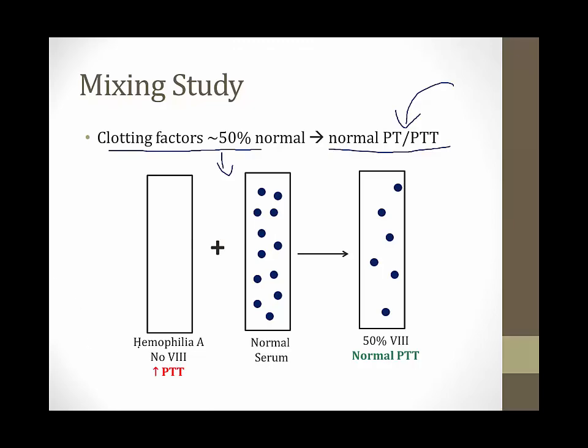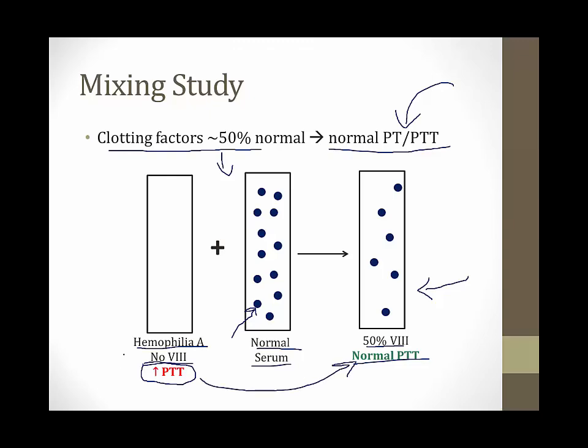So let's look at the drawing I've made on the screen. Let's imagine that we have a patient with the worst case of hemophilia A in the world. They have no factor VIII at all. This patient will obviously have a very prolonged PTT. Now let's imagine that you mix that patient's serum with normal serum, and all these blue dots represent little molecules of factor VIII. What you will then have is a mixture that is 50% of normal level of factor VIII, and 50% of normal is enough to normalize the PTT. So in a patient with hemophilia, the PTT will correct when you mix it with normal serum by this principle.